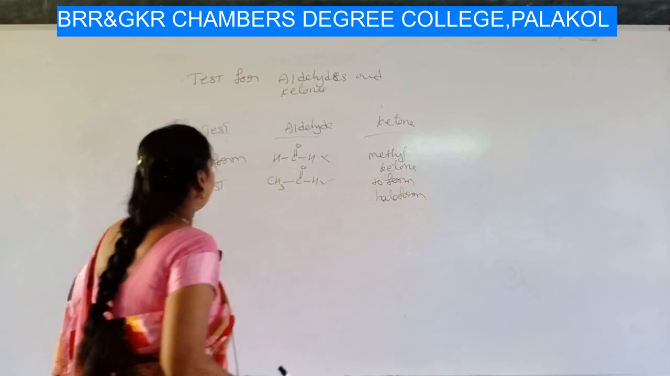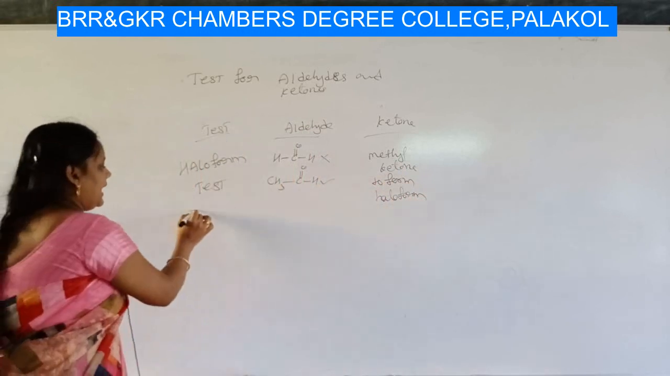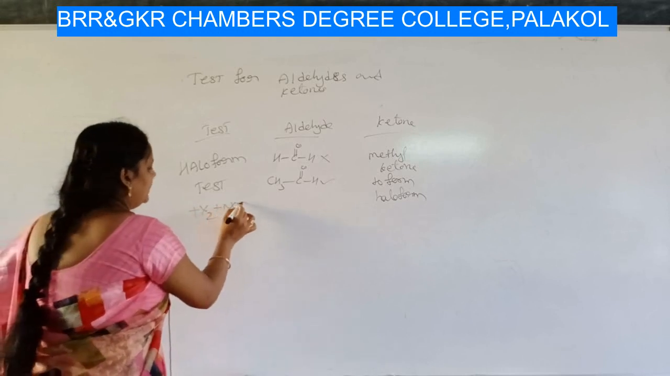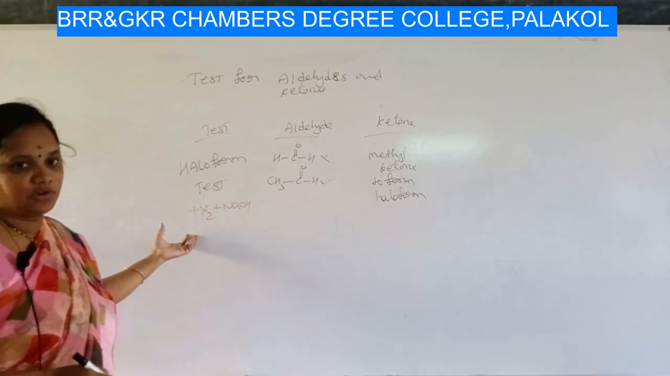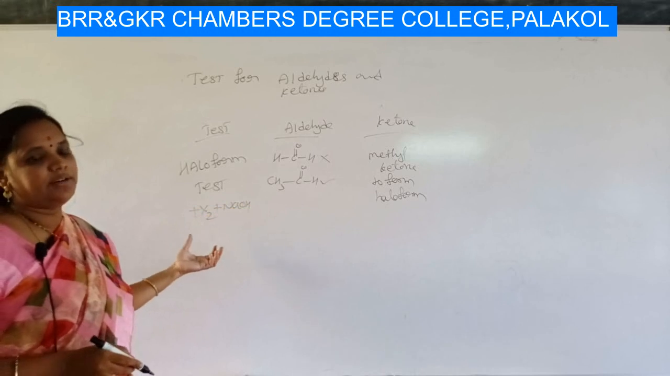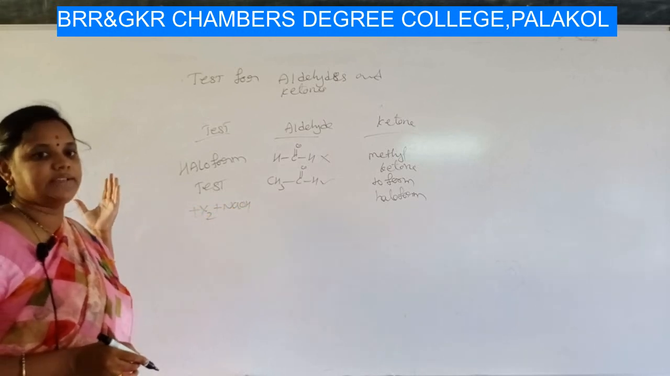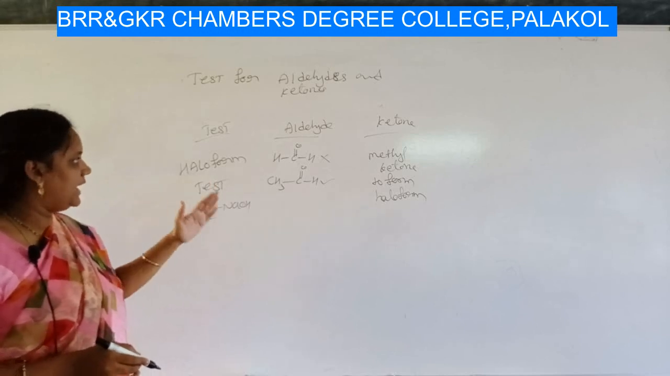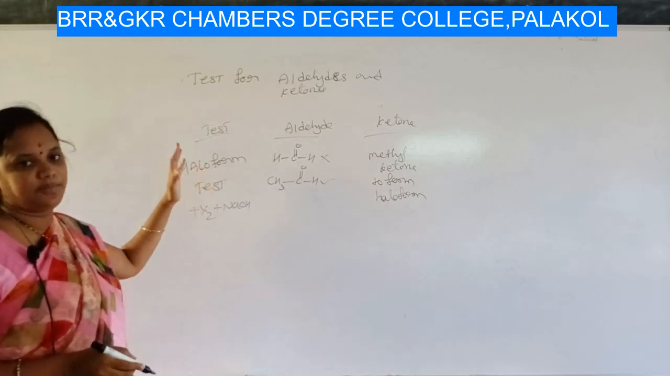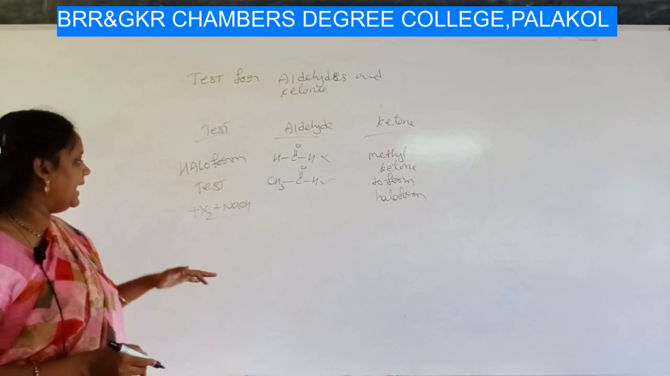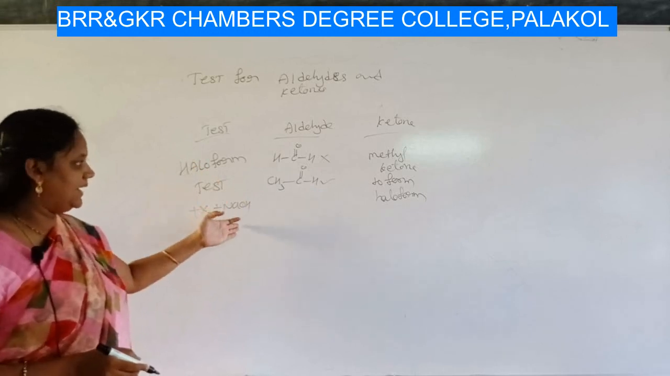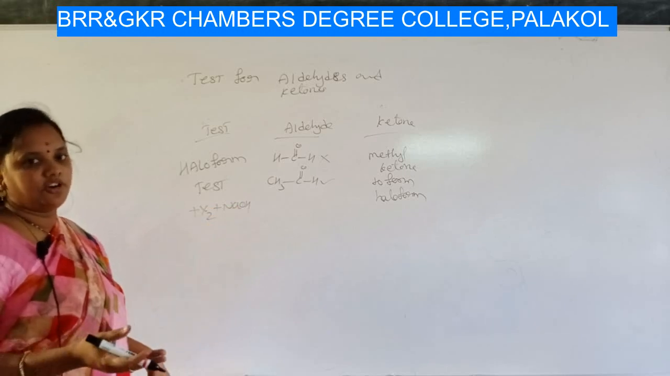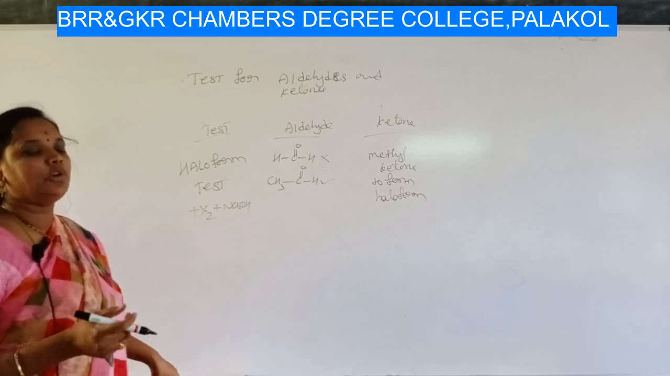Actually, what is a haloform reaction? We add halogens and a base. We have discussed the haloform reaction, the name reaction along with its mechanism; the same haloform reaction is nothing but the haloform test. We take aldehyde and add halogen and a base. We get haloform, I mean bromoform, iodoform and chloroform.